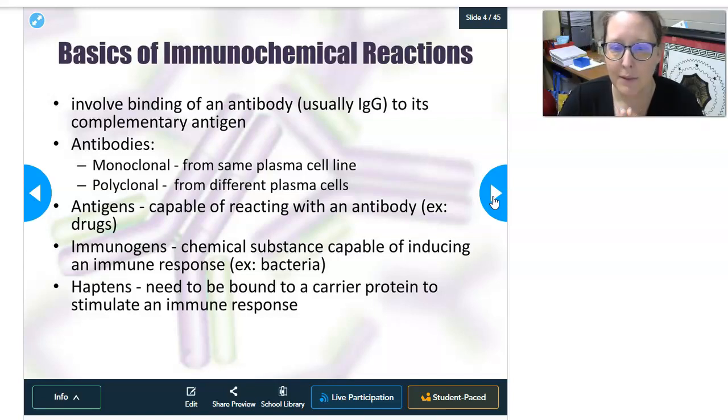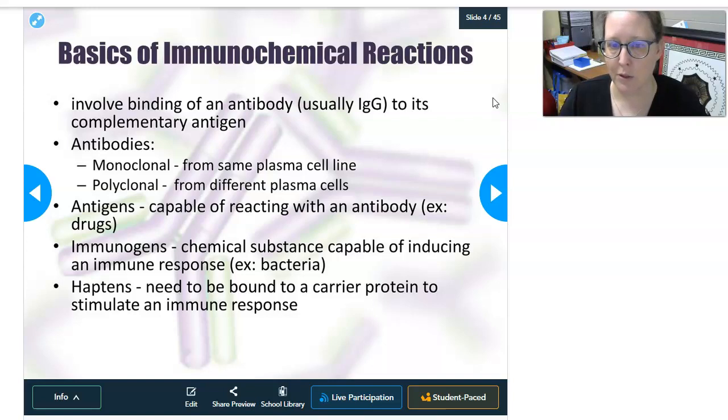And then a hapten is a molecule that's too small on its own to elicit a reaction with an antibody, and it has to be bound to a carrier protein to be able to stimulate an immune response and an antibody response, therefore, and also be able to bind to an antibody. A lot of drugs can be haptens, and these are basic concepts to just remember. Okay, so haptens are too small on their own to elicit an immune response.